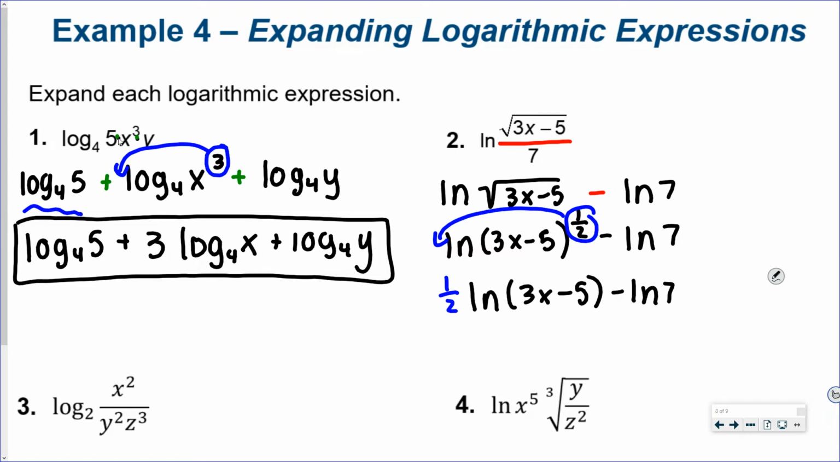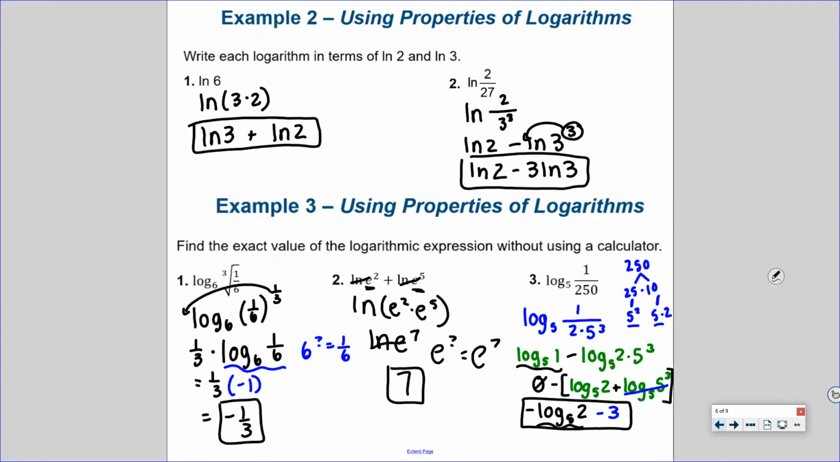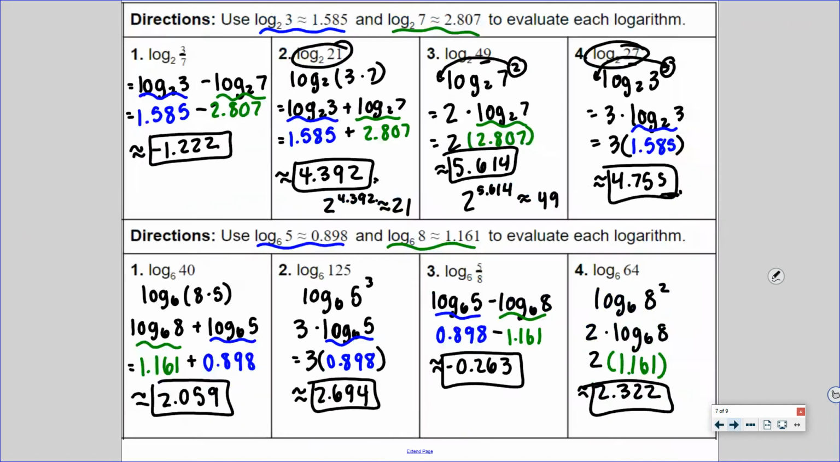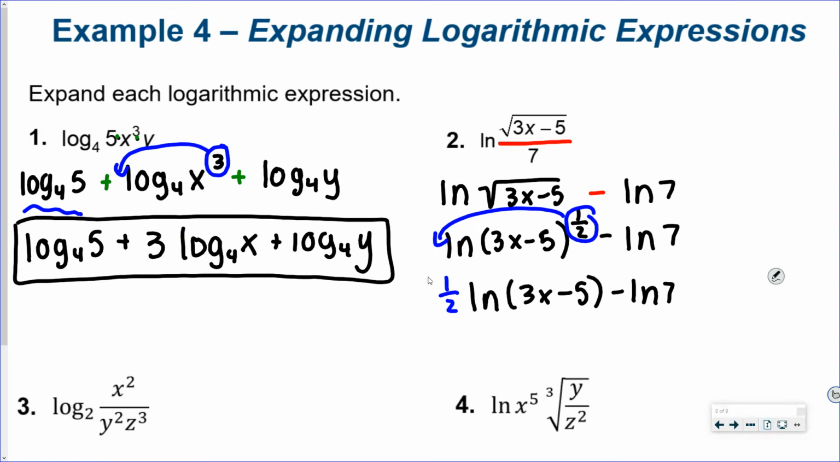Now this is not technically a product. You might think, oh, I have 3 times x here, but I have 3x and I have minus 5, and you can't split that up any further. Remember, that was kind of like that caution property I told you. Some people think with adding and subtracting we can split it up into 2 separate logs. We can't do that, only if we have a product there. So this is actually the most expanded we could get for number 2.